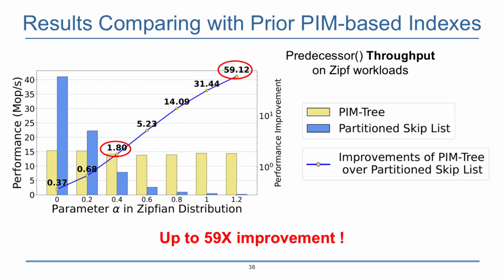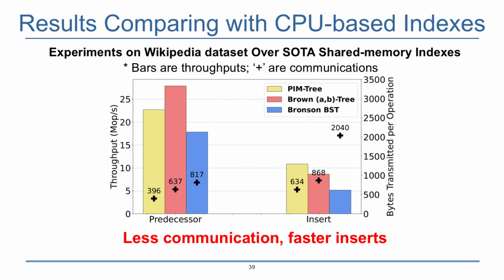The first one carries out experiments over PIM-based range partitioning indexes. The range partitioning scheme is faster on the non-skewed case, but we are up to 59 times faster for skewed cases. The second one carries out experiments over some state-of-the-art shared memory indexes. We achieve comparable throughput and win strictly in memory accesses in all cases.